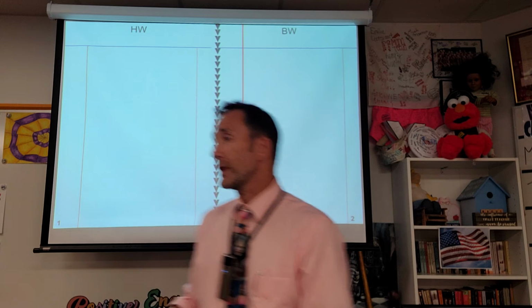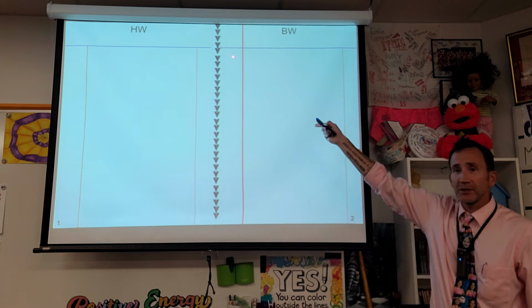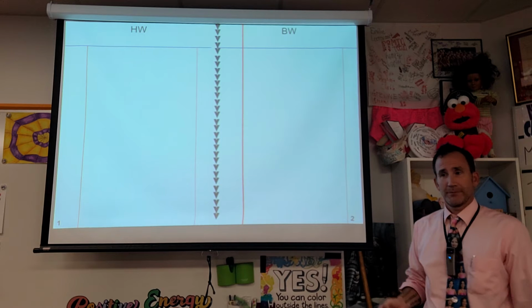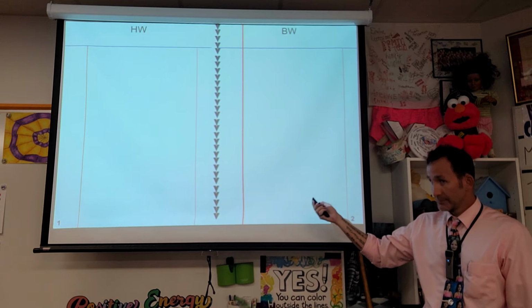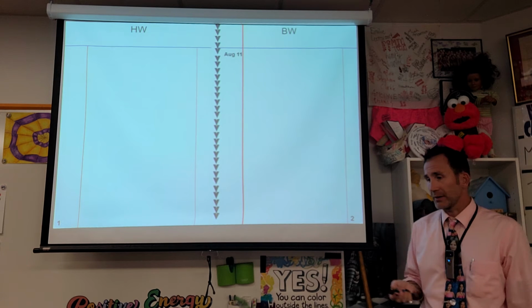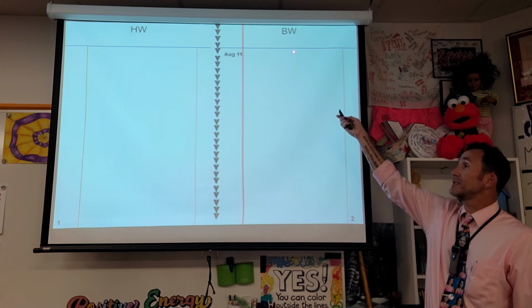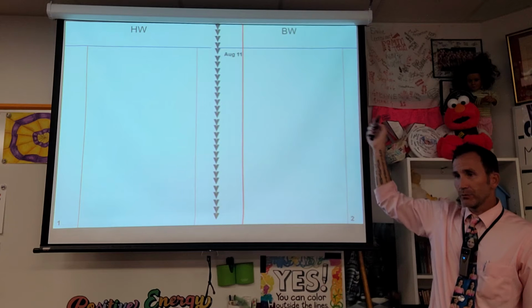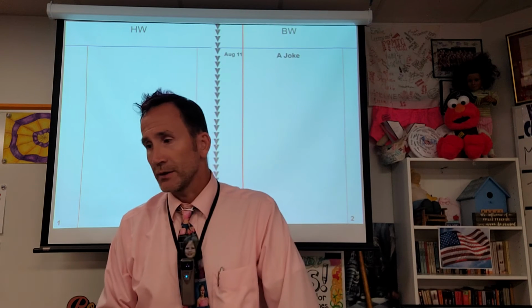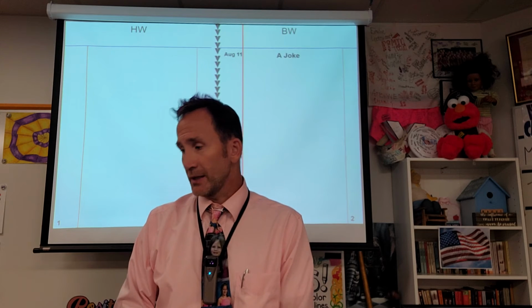The first thing we're going to do is in the top left-hand corner, you're going to write down the date that we do this assignment. Which would be 11, or August 11th, or something like that. Then you're going to write the title of it in the middle, which is a joke. So you write down August 11th, and then you write down a joke.